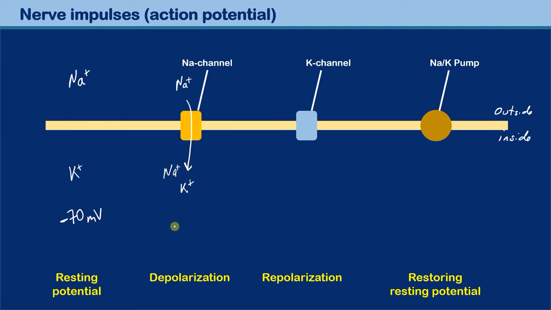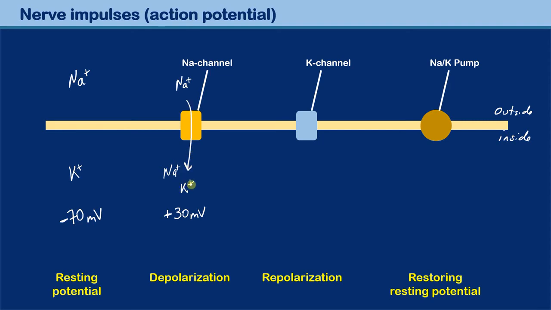And this process is called depolarization, and this is the first start of the action potential. And when this happens, the inside of the cell becomes positive, and it goes up to plus 30 millivolts, all the way up, so it becomes positively charged. It's like a charge reversal.